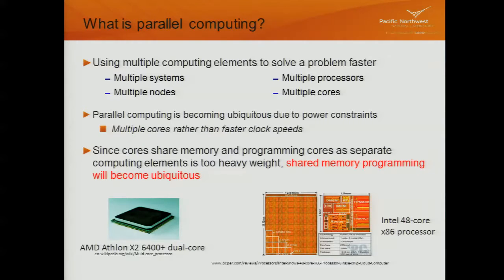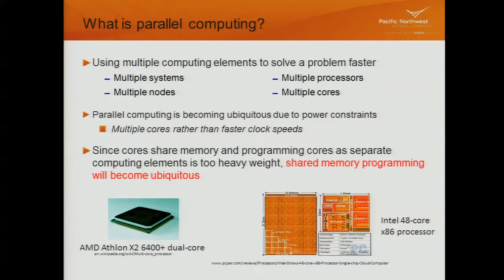Parallel computing these days is becoming ubiquitous as power constraints limit the performance that we can get out of single chips. Chips are no longer becoming faster, but we're putting more pipelines into the same real estate, into the same space. Everyone's going to have to start writing parallel programs.